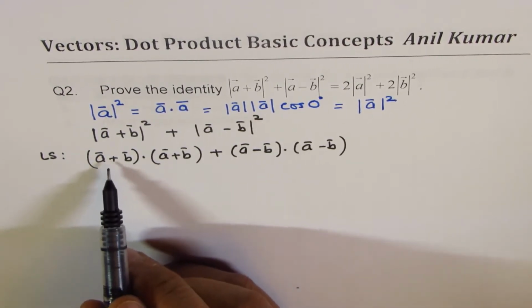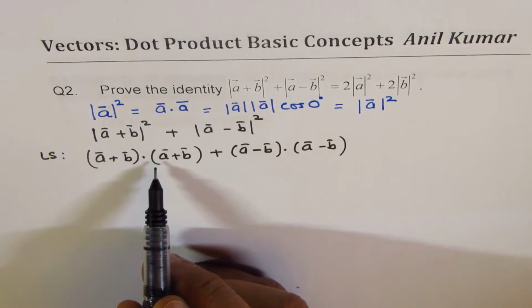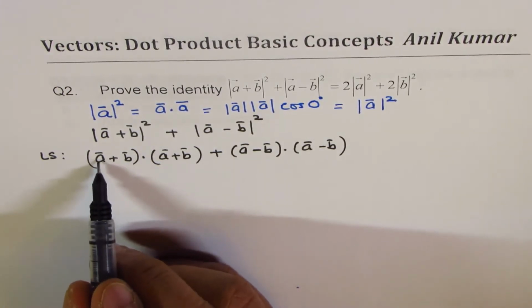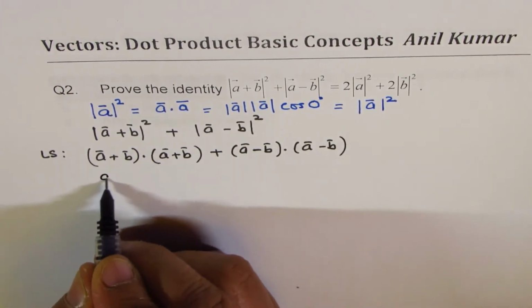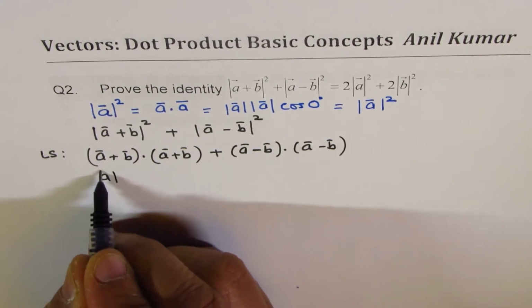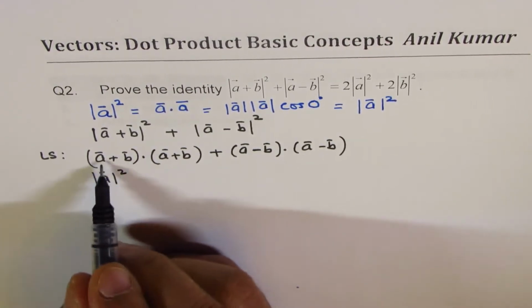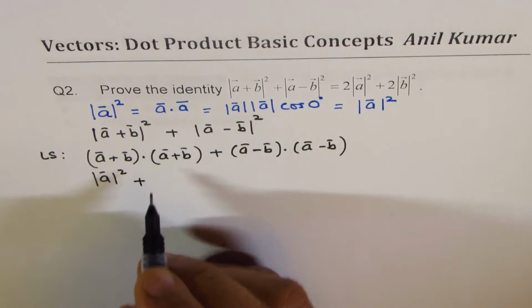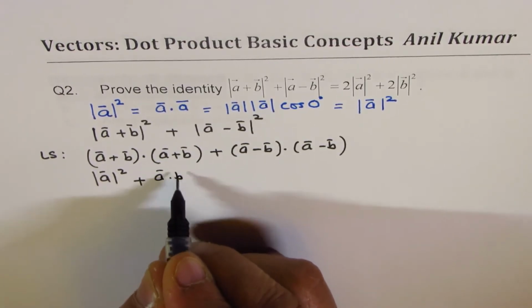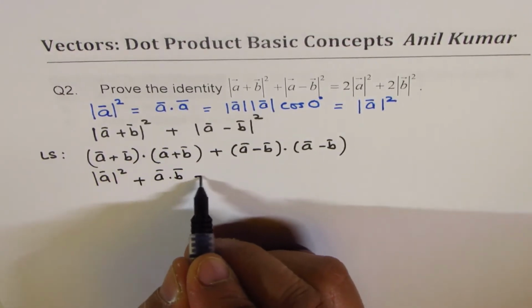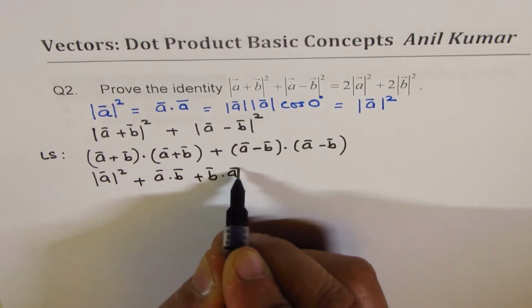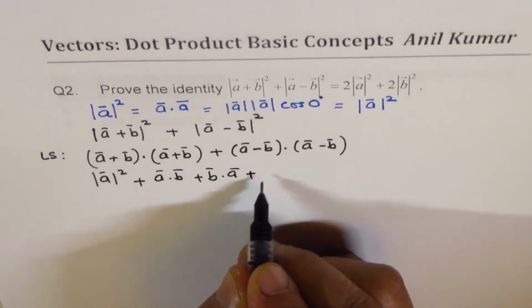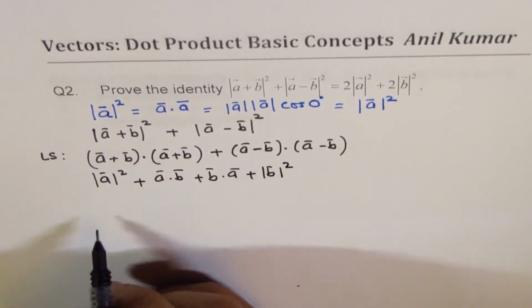Now, let us expand using the distributive property. So A dot A will give us magnitude of A square, and then we have plus A dot B, then B dot A, and then we have magnitude of B square, right?